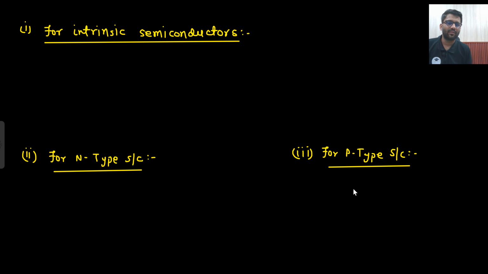You try writing it down, because for intrinsic semiconductor, what do you know? Number of electrons per unit volume will be equal to number of holes per unit volume, which will be equal to the intrinsic carrier concentration, right? So you write down the formula, which formula you get.